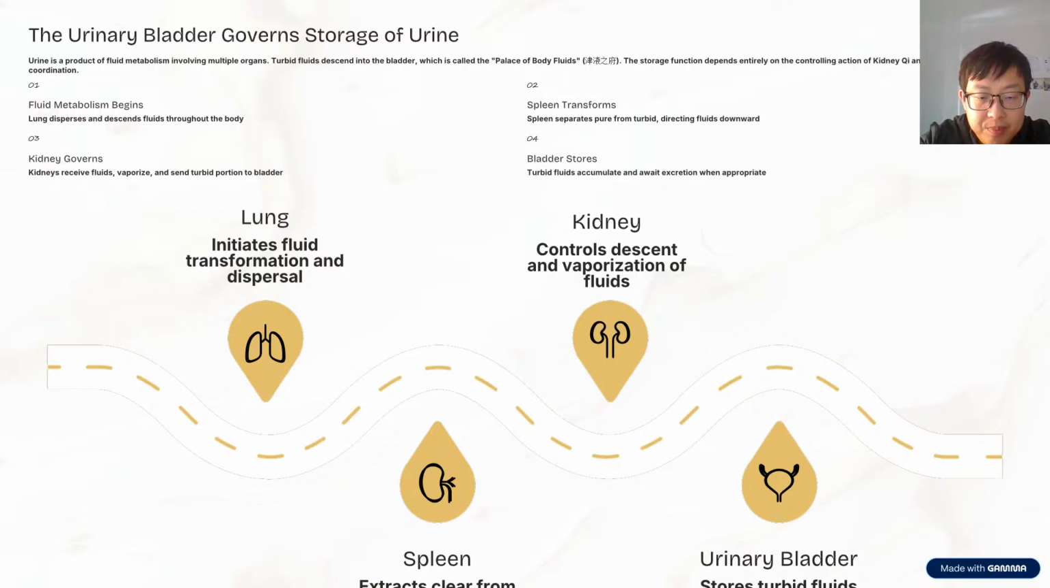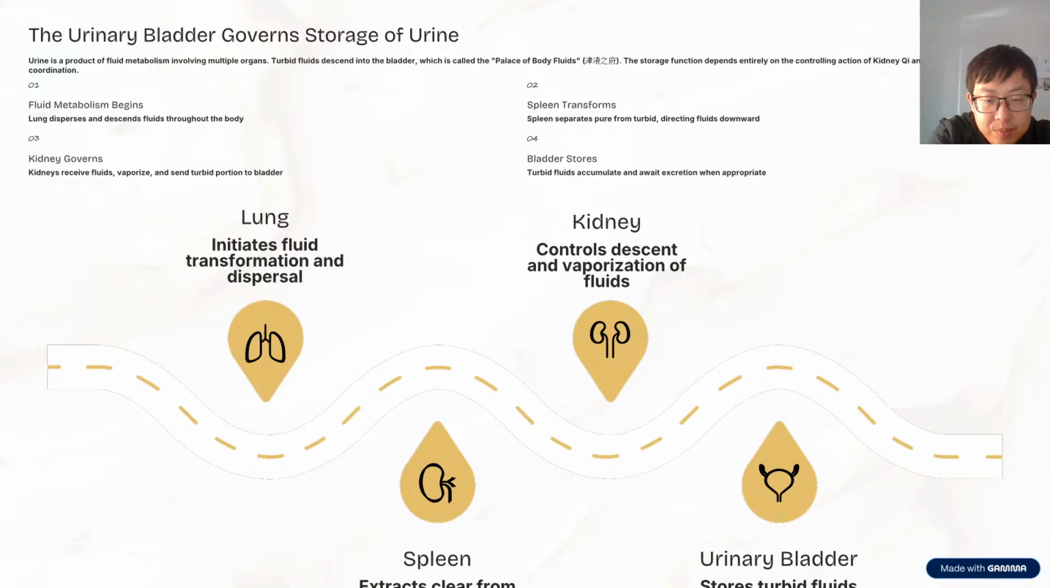The middle burner is between the diaphragm and the belly button, including the spleen, stomach, liver, and gallbladder. Its function is to digest food, separate pure from turbid, and transform nutrients into energy and blood.